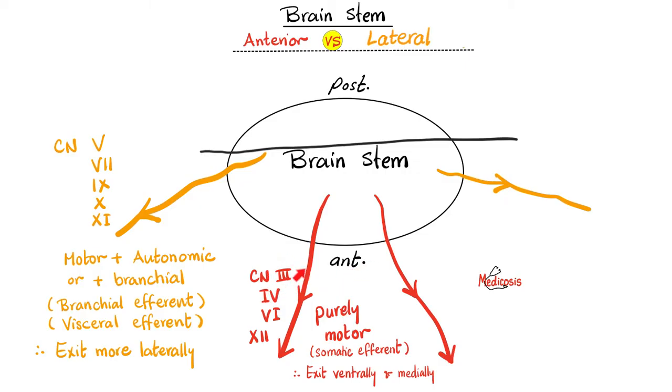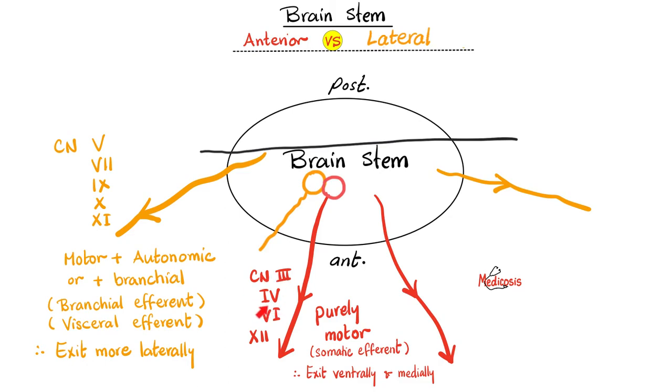How about cranial nerve 3 that moves your eyeball? It only moves, right? So it's purely motor and purely somatic motor, so it tends to be more anterior and medial, just like this. But hey, medicos, the cranial nerve number 3, oculomotor, is not purely somatic efferent. It also has autonomic efferent, which is from the Edinger-Westphall nucleus. Thank you so much for bringing this up. But guess what? The Edinger-Westphall nucleus will be more lateral to the oculomotor nucleus, which is somatic. So that actually makes sense.